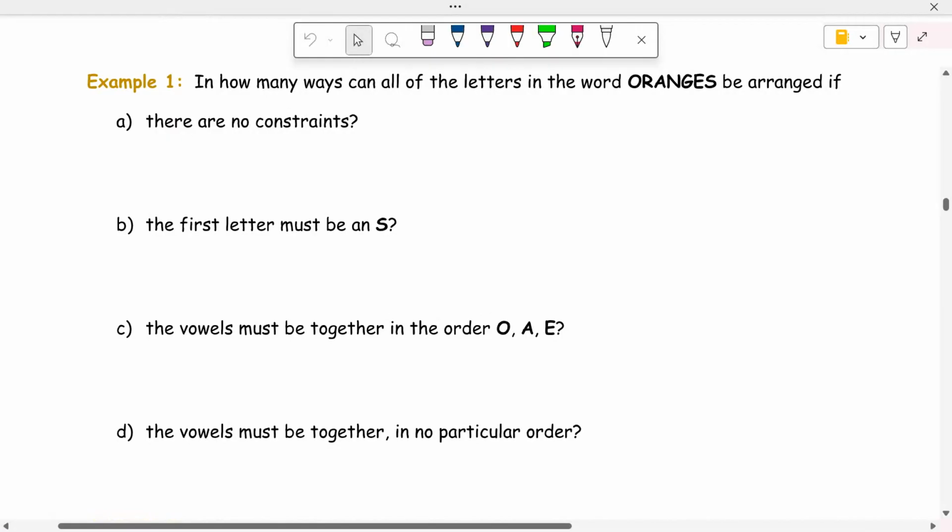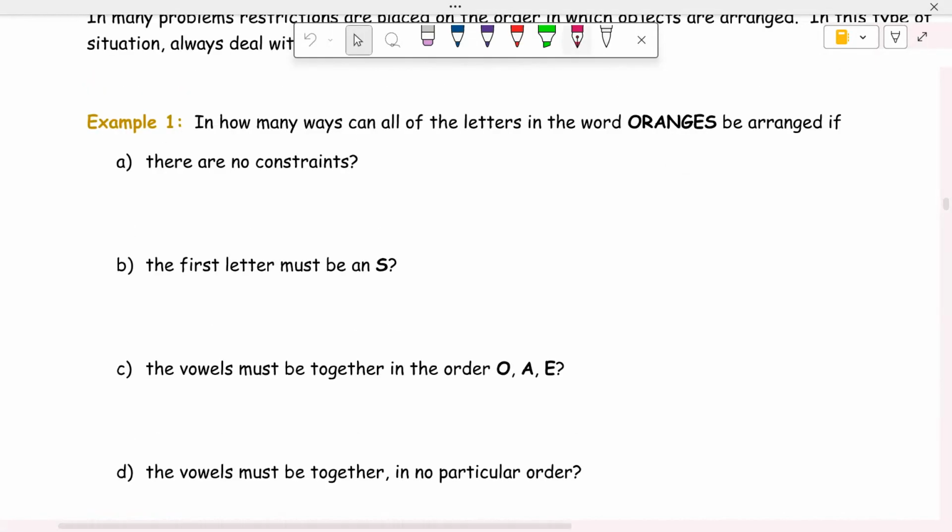So here it says, in how many ways can all the letters in the word oranges be arranged if there's no constraints? So this one is just like last class. How many letters, first of all, are we dealing with? There's 7 letters. Those are our objects, specific letters from the word oranges. If there's no constraints, what would be a fast way to show me, not the actual answer yet, how I can display what it equals? Perfect, exactly. So this is 7 factorial.